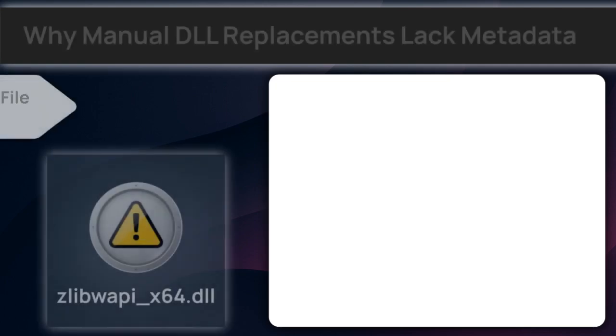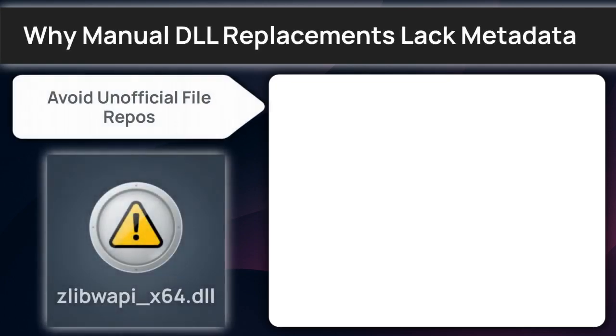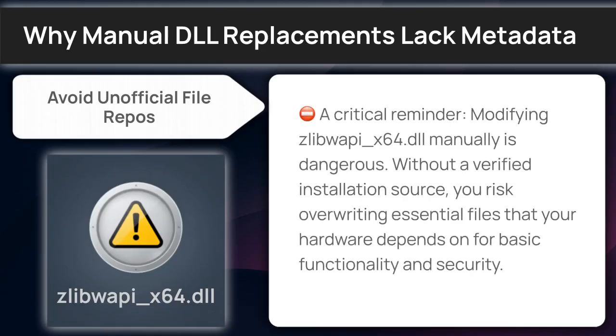Let's look at a key safety rule that will keep your PC protected while we address this error. Using an incorrect or unverified version of Zlib Windows API 64 DLL can trigger a domino effect within your runtime environment, causing unrelated professional applications to fail without warning.